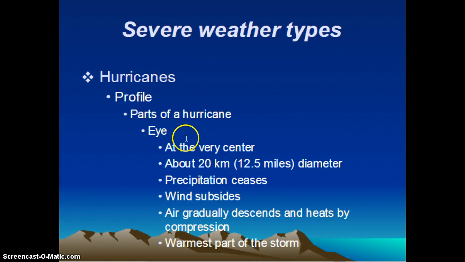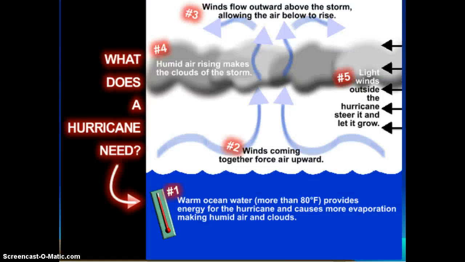The profile, when we talk about the eye, this is the very center. It's roughly 12.5 miles in diameter. Precipitation ceases, wind subsides, and air gradually descends and heats by compression, and this is typically the warmest part of the storm itself. Here we have a picture that I like because it's identifying a lot of factors and features taking place. But a hurricane, what does it need? What does it really need?